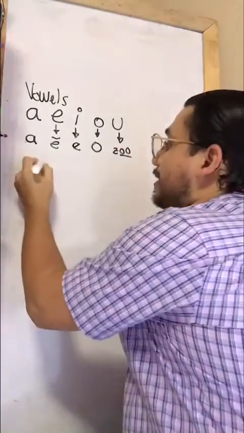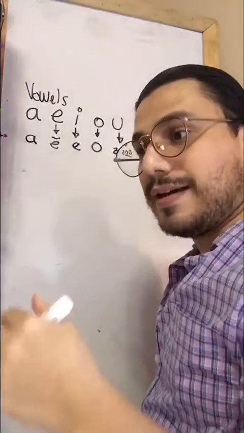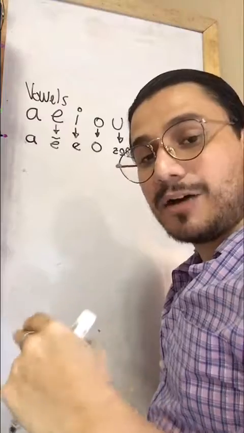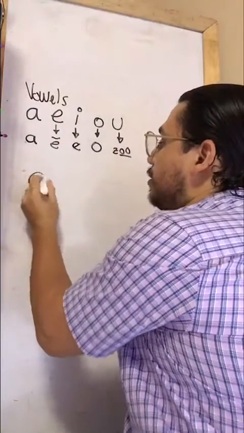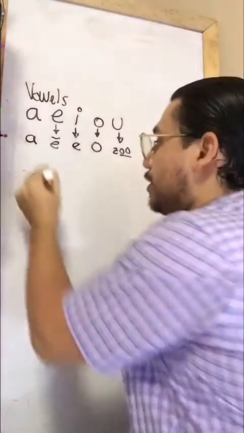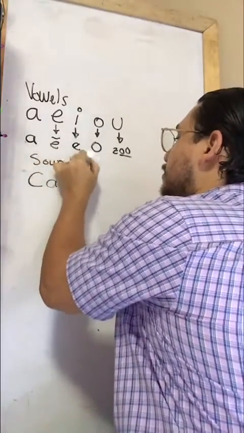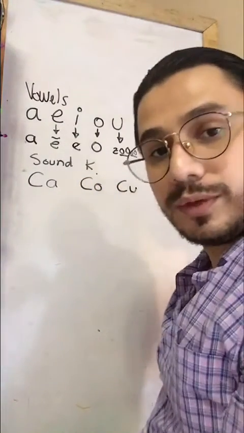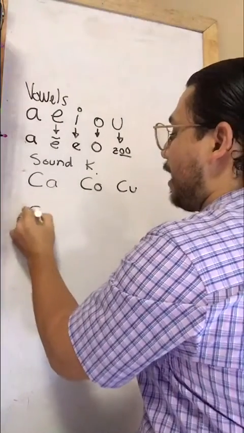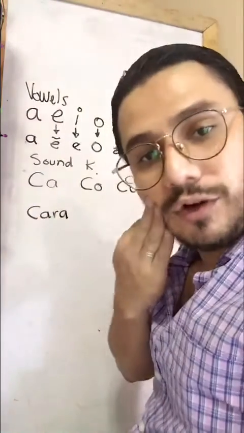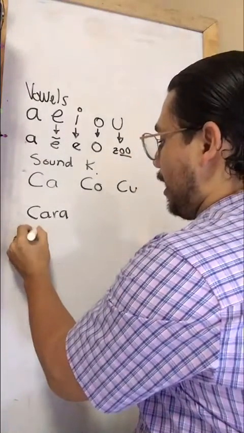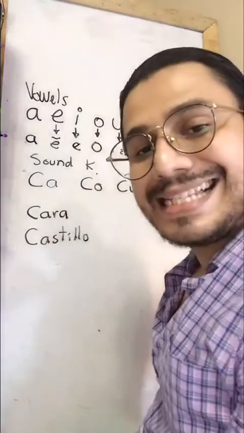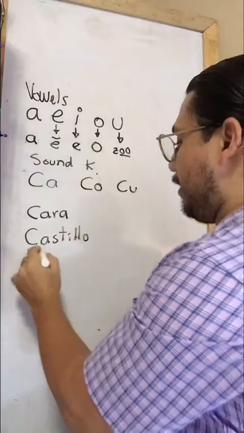The other one would be C, but in this case, C in Spanish can have both sounds, the sound k and the sound s. So for an example, this would be ka. First, we are going to do the sound K. Okay? So we have ka, ko, y ku. For the sound ka, we have cara, or face, cara. We have castillo.